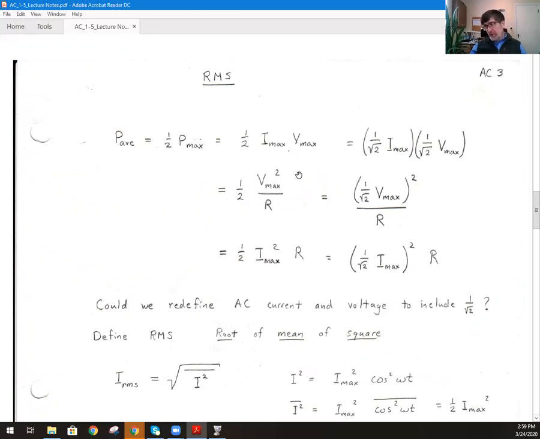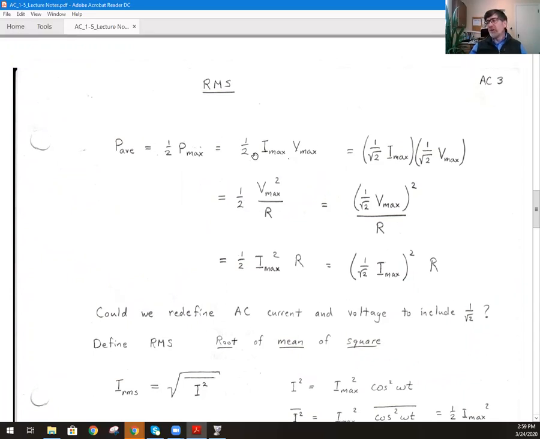We could, if we wanted to, be perverse, take this 1/2 and express it as 1 over the square root of 2 times 1 over the square root of 2. So I haven't done anything special here. I've just taken this 1/2 and split it into 2 factors and regrouped things a little bit. And now that starts to look like something kind of interesting here. Doesn't this look like current times voltage, but with a factor of 1 over square root of 2 on the current? Instead of I max, it's I max divided by the square root of 2. And instead of V max, it's V max divided by the square root of 2.